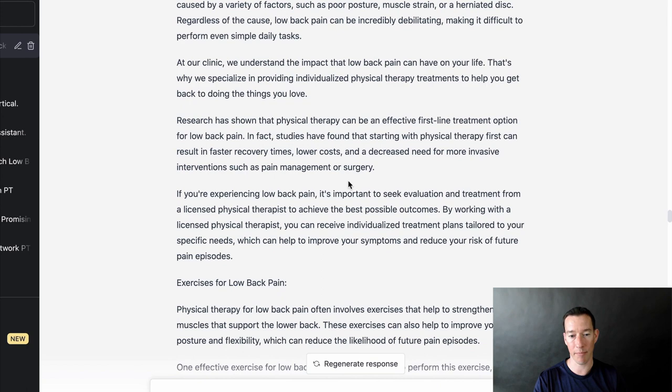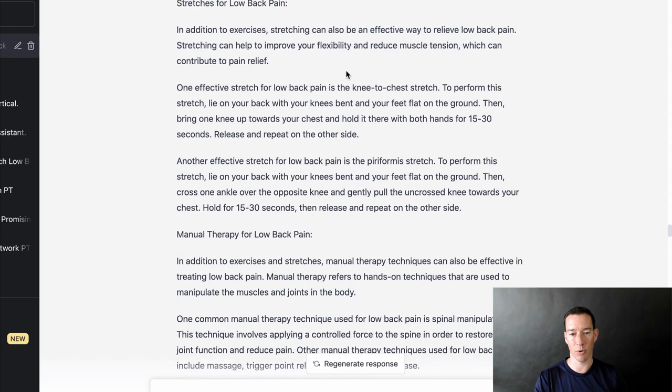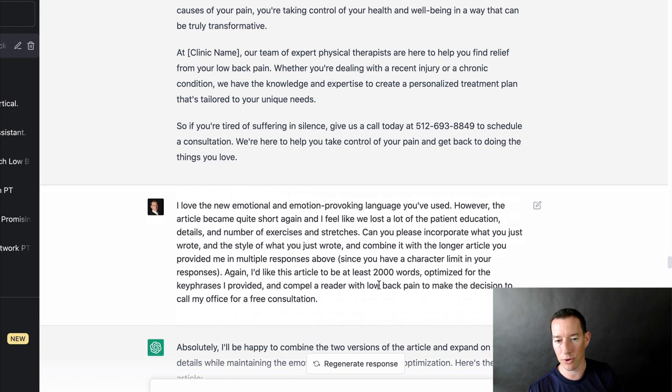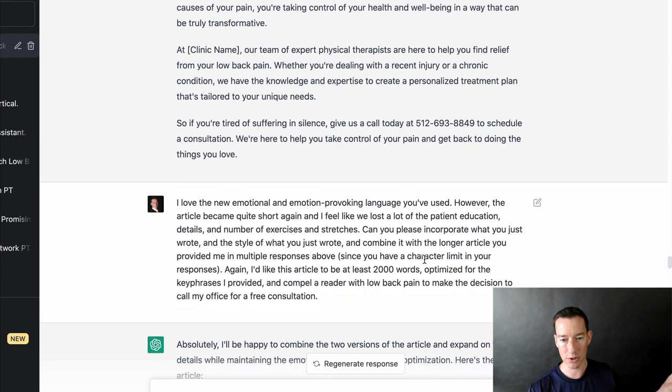But then, instead of the lists and the more detail and the longer form content, I said, please continue. And it came up with something that was a lot shorter and quite different, actually. And so I said, I love the new emotional and emotion-provoking language you used, but it became quite short again and we lost the patient education, all the stretches and exercises. Can you please incorporate what you just wrote with the things above, right?